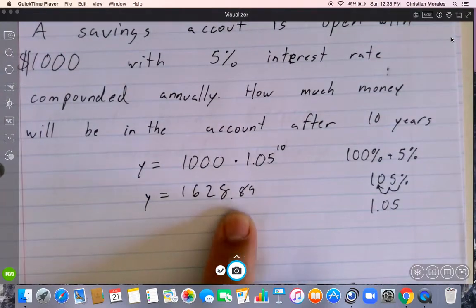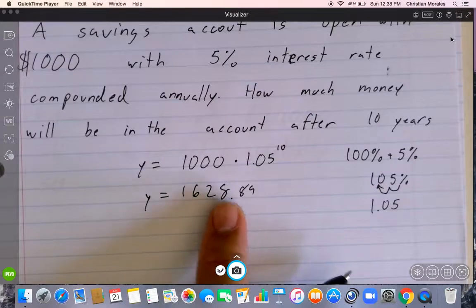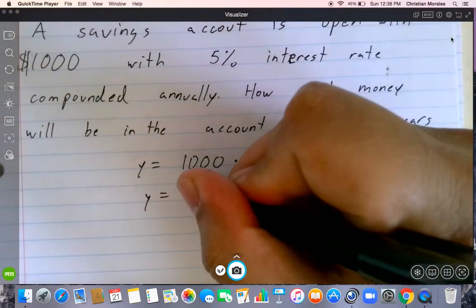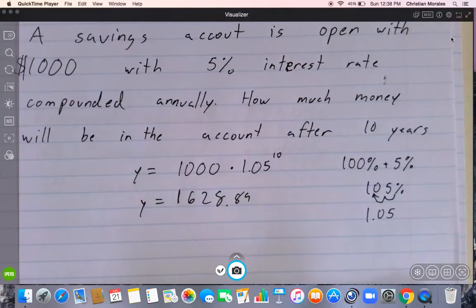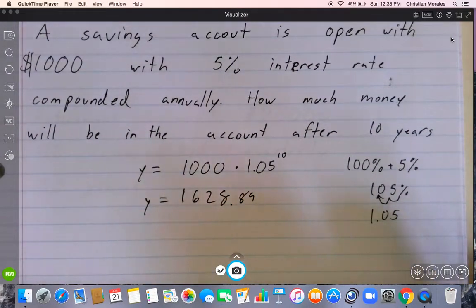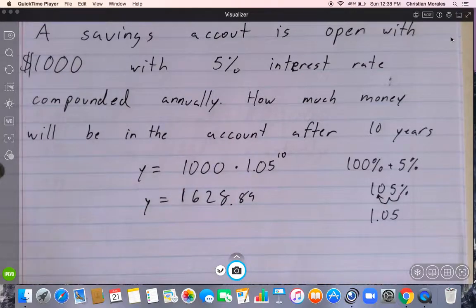So this is not money that you added. This is how much money they added to your account. So the bank added $628 with change to your $1,000, and that's how much money would be in your account after 10 years. Okay, and that's kind of how compound interest should work for you. It makes your money grow in the bank. So there's a reason to put it in the bank. It's not going to stay the same. It actually grows.